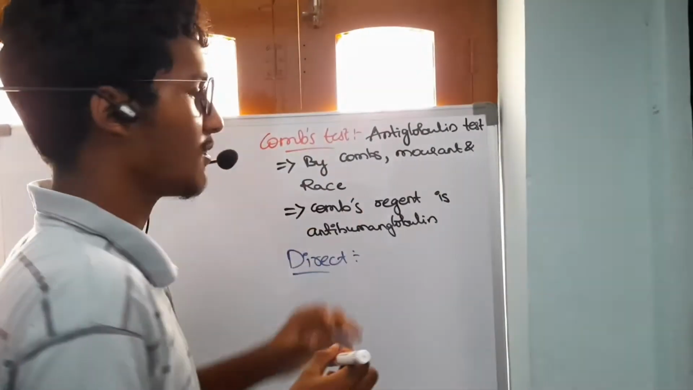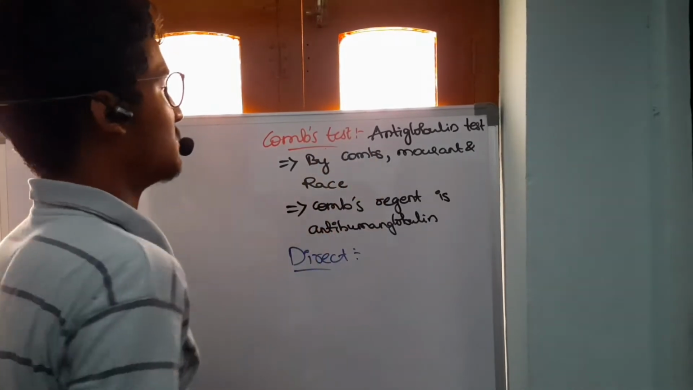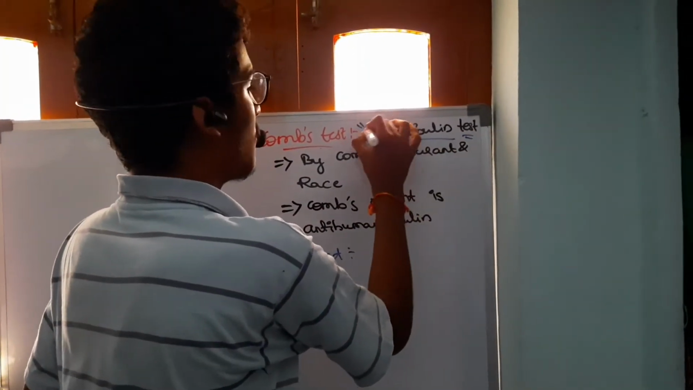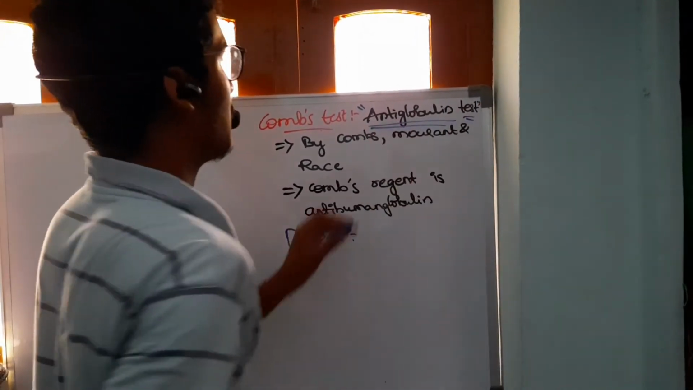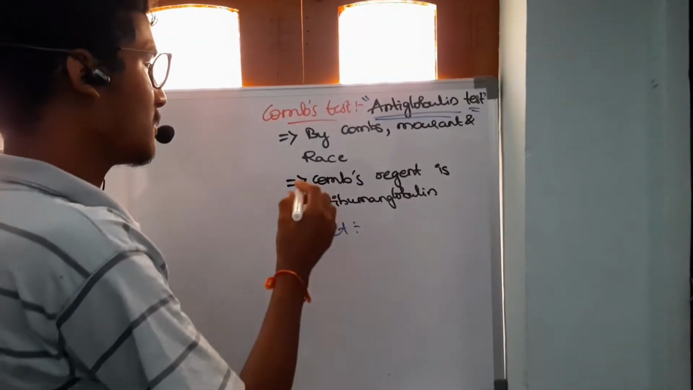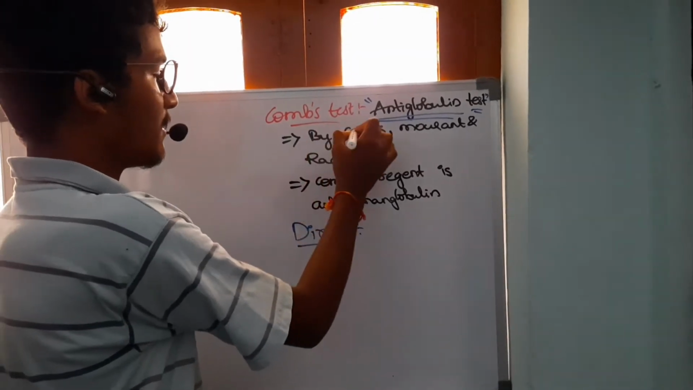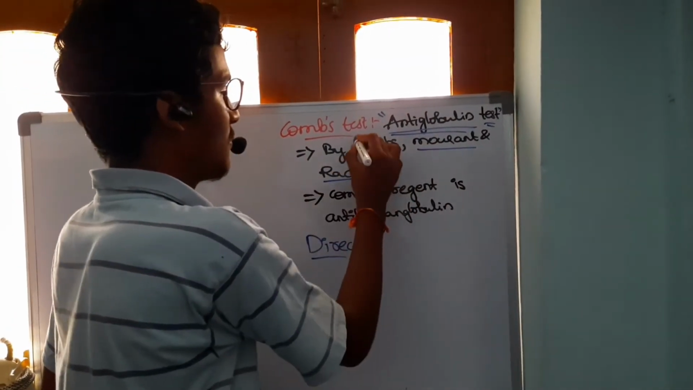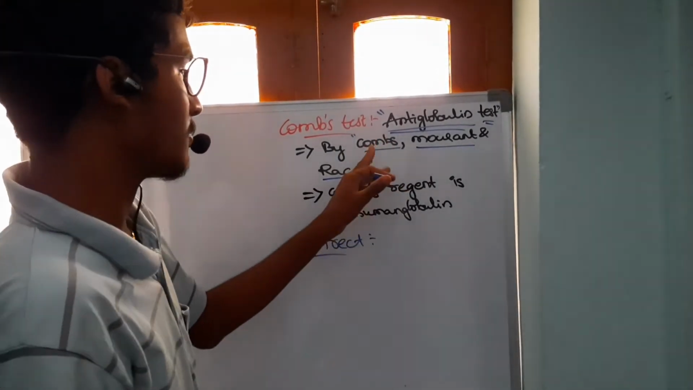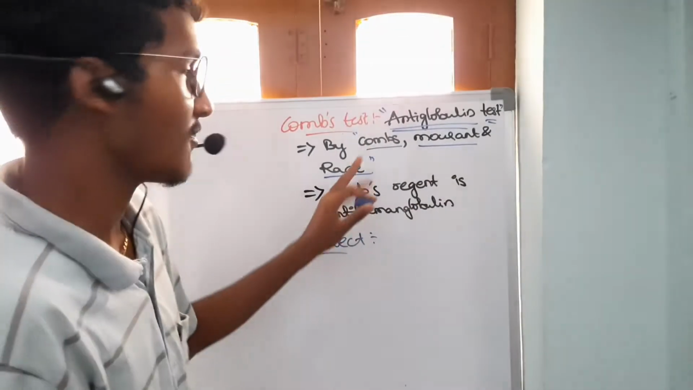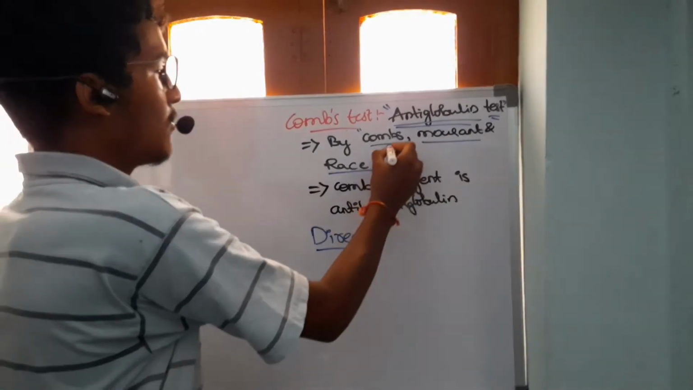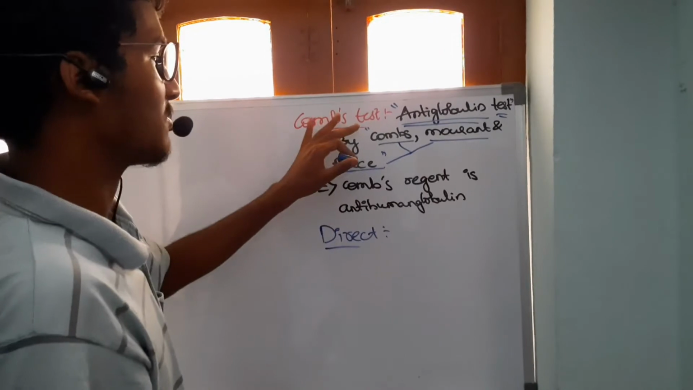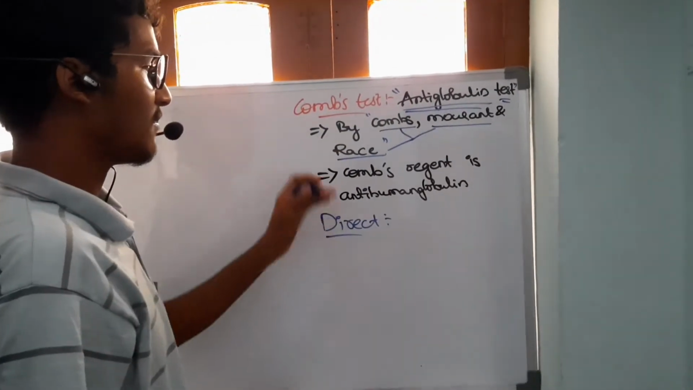The next one is the Combs agglutination test. It is also known as the antiglobulin test. It was discovered by Combs, Morant and Race. There are three people in total: Combs, Morant and Race. By the dedication and work of these three members, the Combs test was discovered.